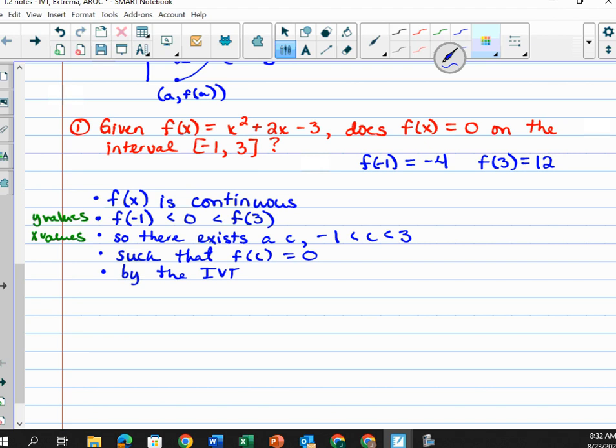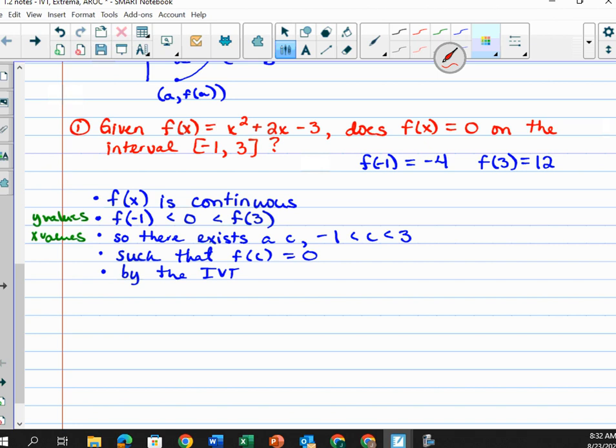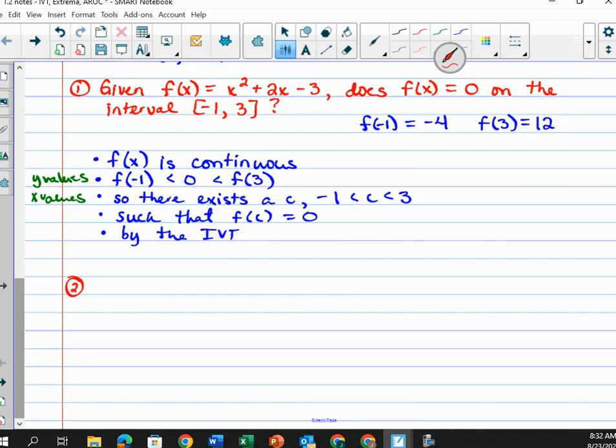So let me have you guys try one to make sure we've got it. So sometimes I give you the info in a function, and sometimes I give you your information just in a table of values. So we'll do one with a table here. So I'm going to give you x, f of x.